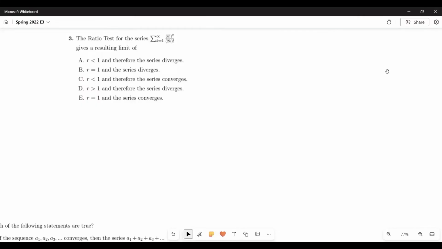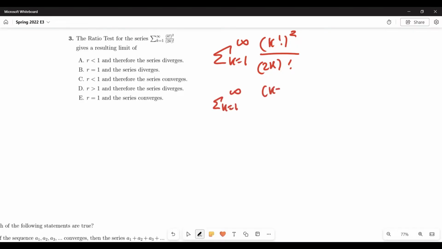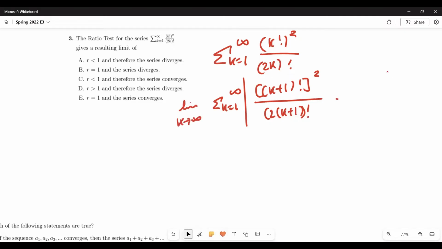Okay, this question asks to use the ratio test to determine convergence or not. We're given the sum from k equals 1 to infinity of (k factorial) squared over (2k) factorial. Then we have to use the ratio test, which means we add plus 1 in the term. So it's going to be the sum from k equals 1 to infinity of ((k+1) factorial) squared over (2k+2) factorial, in the limit as k goes to infinity, divided by the original, so it's multiplied by the reciprocal.